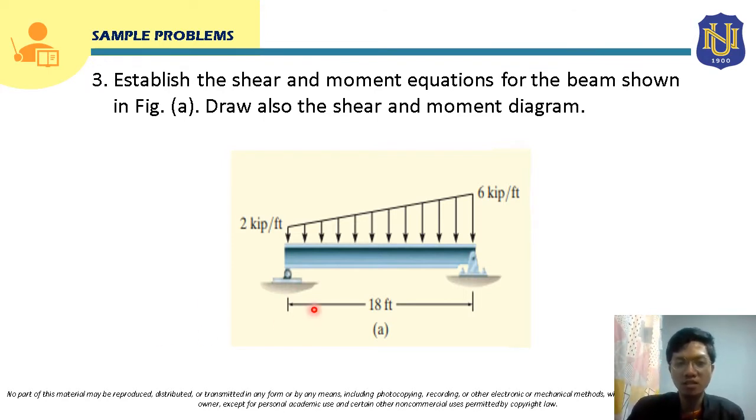Okay, so for this beam, this is a simply supported beam. This is 18 feet and it has a trapezoidal distributed load. The intensity of the load here is 2 kips per feet, and at the other end, the intensity of the loading is 6 kips per feet.